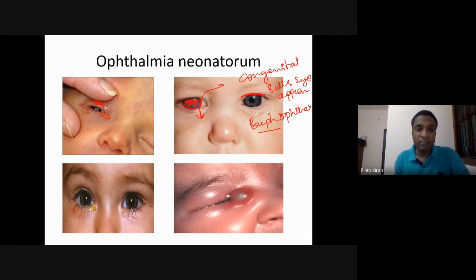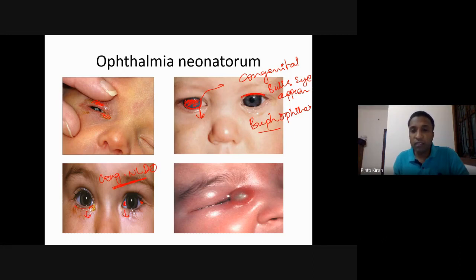Then you have a congenital nasolacrimal duct obstruction, where you have matting of the lashes and excessive watering. You will see that the conjunctiva will be absolutely fine. Eyelids won't be edematous. They will clearly open their eyes. So this is congenital NLDO, nasolacrimal duct obstruction.